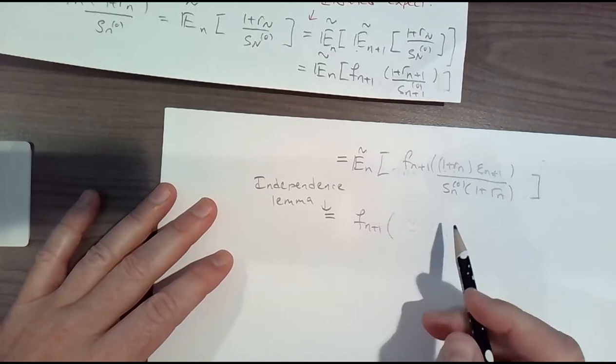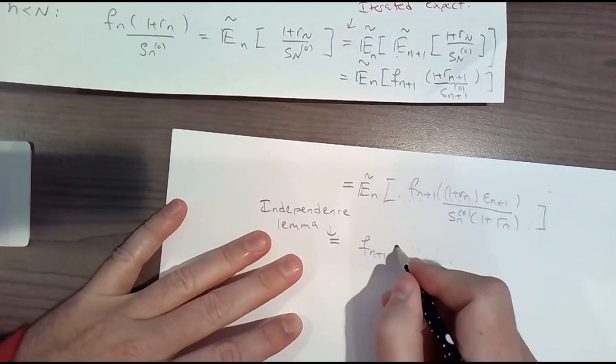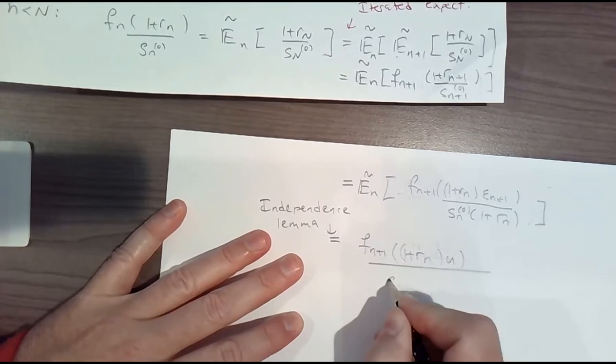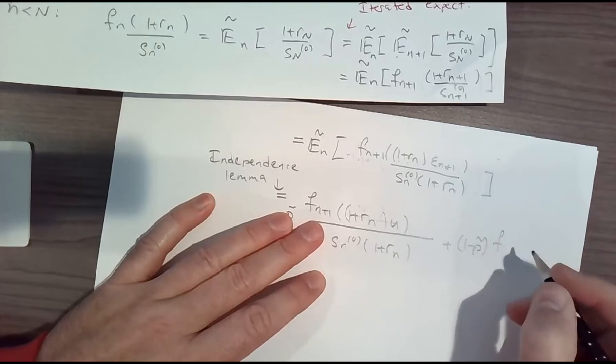This goes on the top part, and then this is (1 + Rn) times u, everything divided by Sn0(1 + r). And then times the probability of a U, this is P tilde, plus (1 − P tilde), and then the same sum.